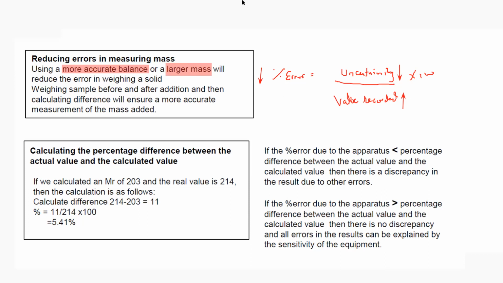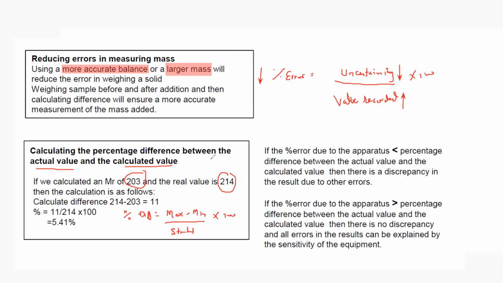An example: calculating the percentage difference between the actual value and the calculated value. If we calculated the relative molecular mass and it came out to be 203, but the actual value is 214, how can we calculate the percentage difference? The formula: if we know the standard value, it is the maximum value minus the minimum value, divided by the standard value, multiplied by 100. If we don't know the standard, then it should be divided by the mean.